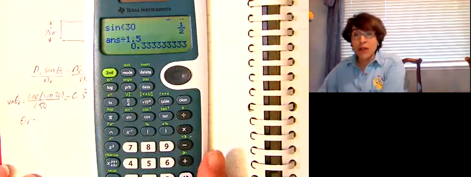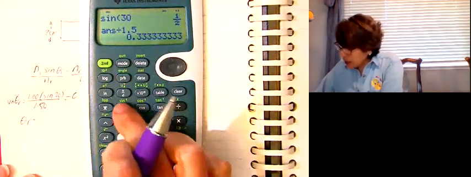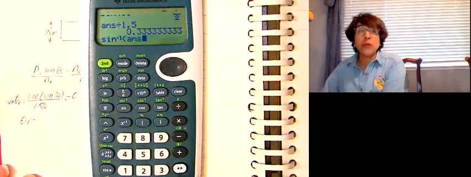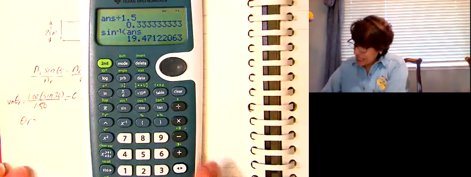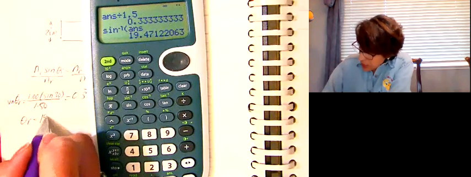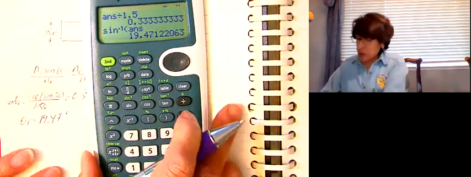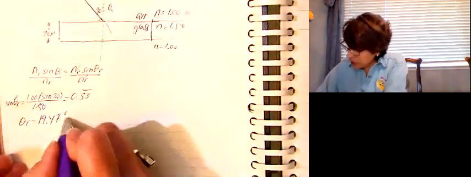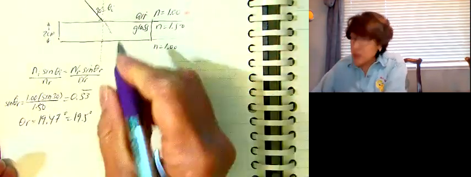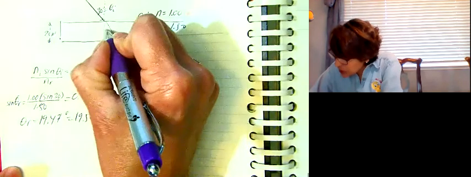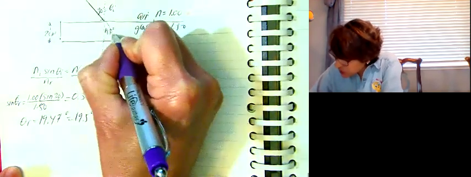All right, so now let's figure out what the angle of refraction is. What is the arc sine of 0.33333? And it's 19.47. So I'm going to round it up to 19.5. See, it's 19.5, so it's a lot tighter. So this one is 19.5 degrees.